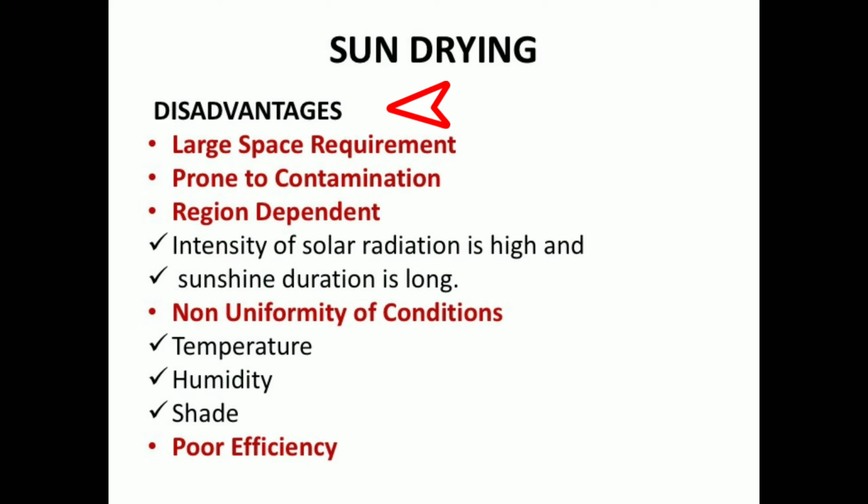Let us see the disadvantages of sun drying now. So the first disadvantage for sun drying is that it requires large amount of open area. And as we all know, open area or large open spaces is not a very easily available thing these days. The second disadvantage is that it is very much prone to contamination by birds, insects, flies, rodents, etc. Because it is done in an open area, it is very much prone to all these living organisms.